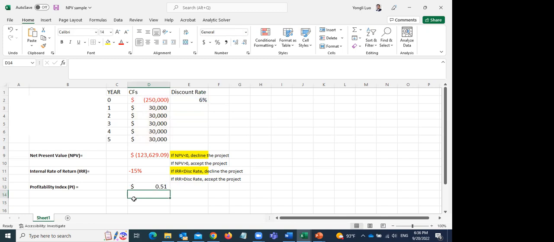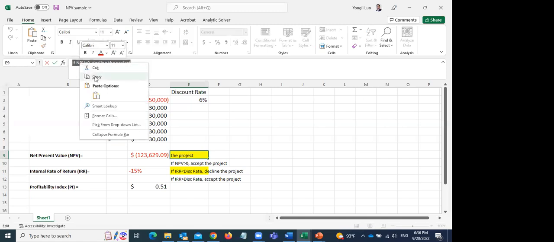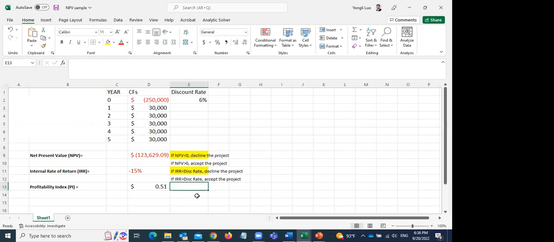Okay, so we get this one, right? So we're going to see if the profitability index, PI, is less than 1, we decline the project.